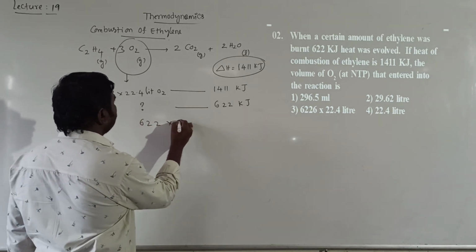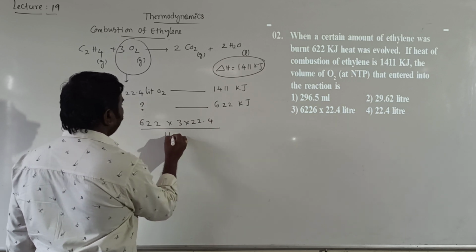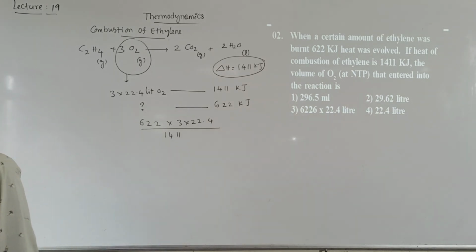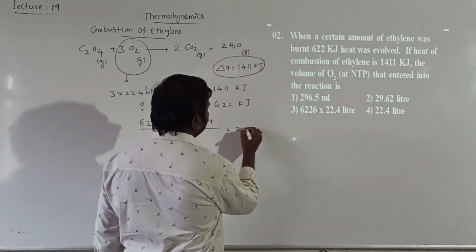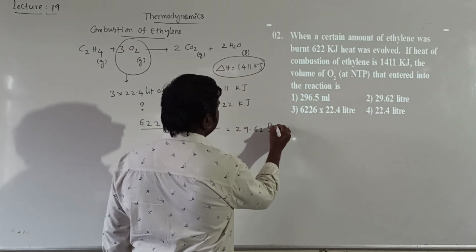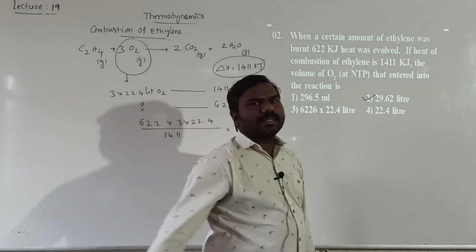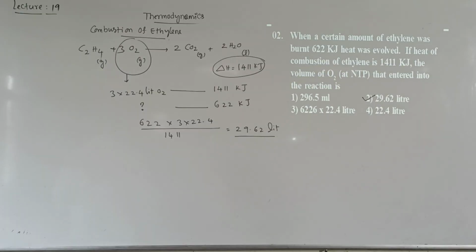That's your question, right, students? 622 into 3 into 22.4 by 1411 kilojoules. By solving this, you'll get the answer. The answer is 29.62 liters. Option B, the second option, is correct, right? Next.